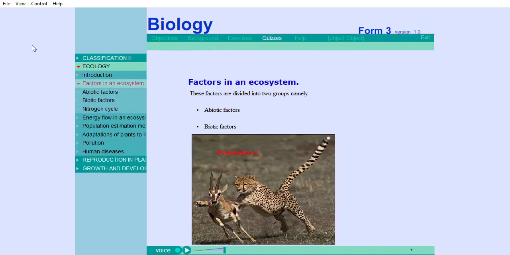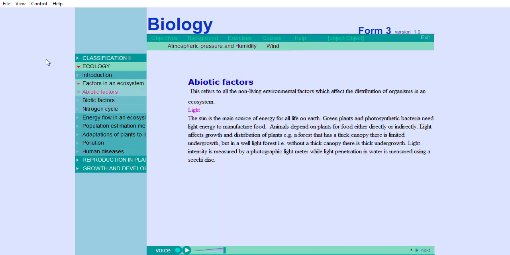Factors in an ecosystem. The factors are divided into two groups, namely abiotic factors and biotic factors. Abiotic factors. This refers to all the non-living environmental factors which affect the distribution of organisms in an ecosystem.